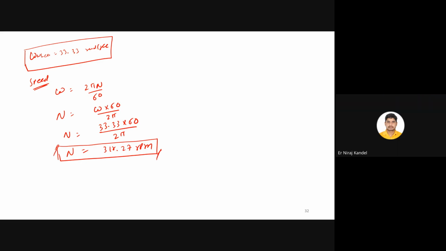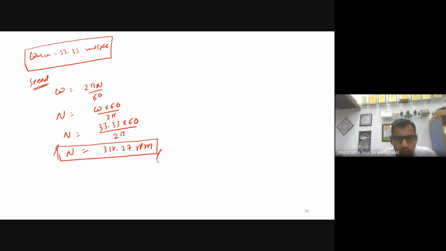Just 1 minute. Now we have to multiply with I, sir. Yes. Just 1 minute, I want to check this one. 33.33 into 60 divided by 2 pi. Yes, so that is 31.827. That is RPM. Now we have to multiply the I, correct?